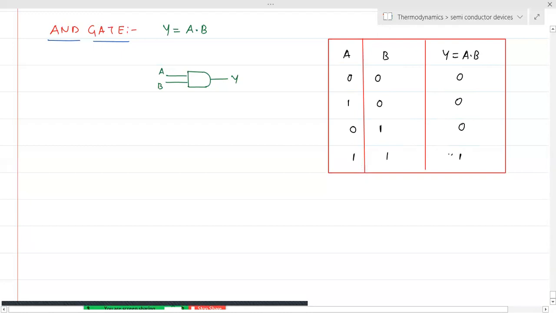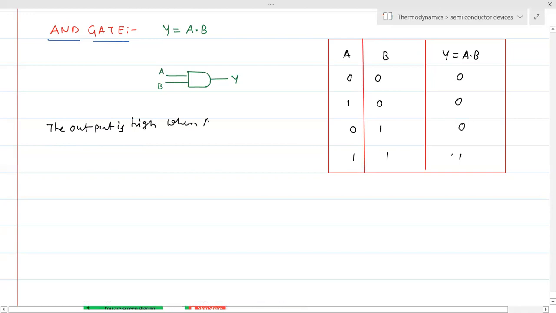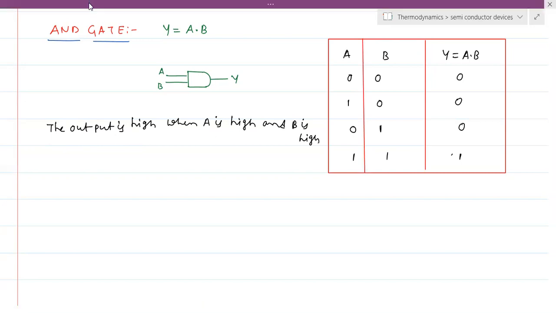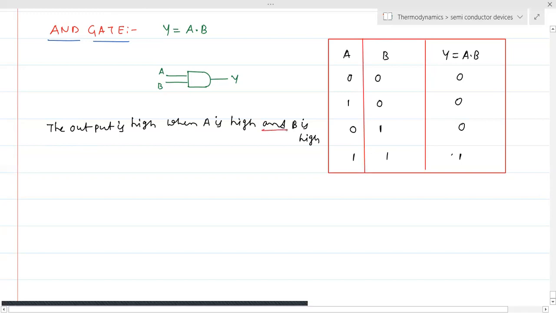Now we will understand the definition. The output is high when A is high, that means 1, and B is high, that is 1. Already we discussed that high means 1. To explain that statement we use the term AND, and that's why it is called an AND gate.